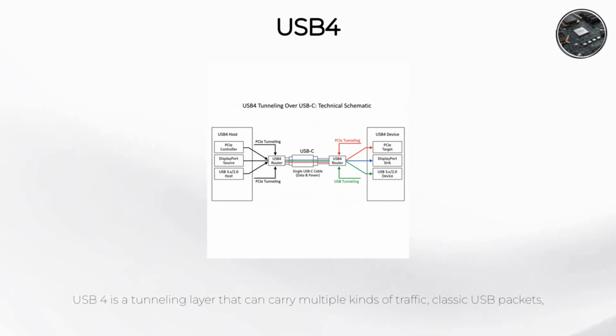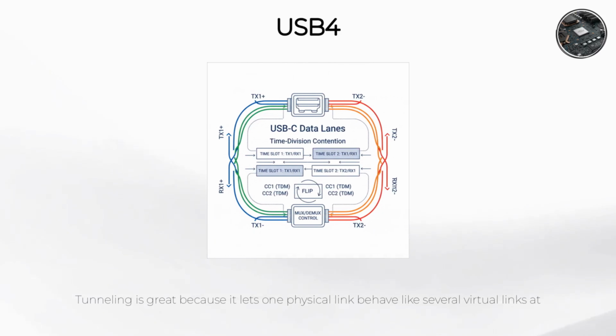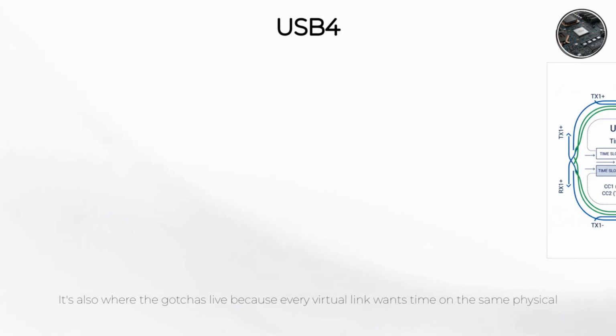USB4 is a tunneling layer that can carry multiple kinds of traffic: classic USB packets, PCI, Peripheral Component Interconnect Express, for storage and capture cards, and native DisplayPort video over the same USB-C connector. Tunneling is great because it lets one physical link behave like several virtual links at once. It's also where the gotchas live, because every virtual link wants time on the same physical lanes.